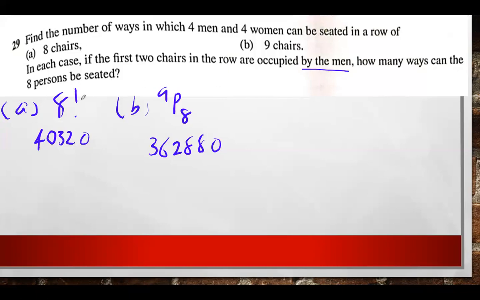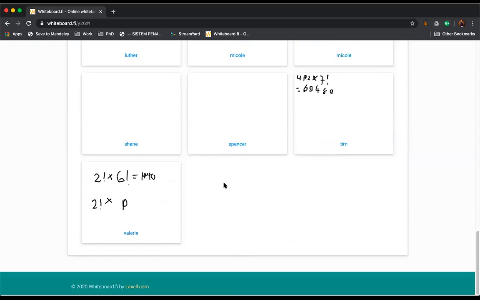Remember, if the first 2 chairs are by men, means you group them together. Don't forget to permutate inside. But you also have to think about the outside. I'm going to give you 10 minutes to figure this out and then write out your answers in the whiteboard. Okay, pausing recording. Okay, so I'm going to show some of your workings. Don't be embarrassed by it. I'm just going to show some of your workings because I noticed that some of you, your thought processes are slightly different. I'm going to start with this one.